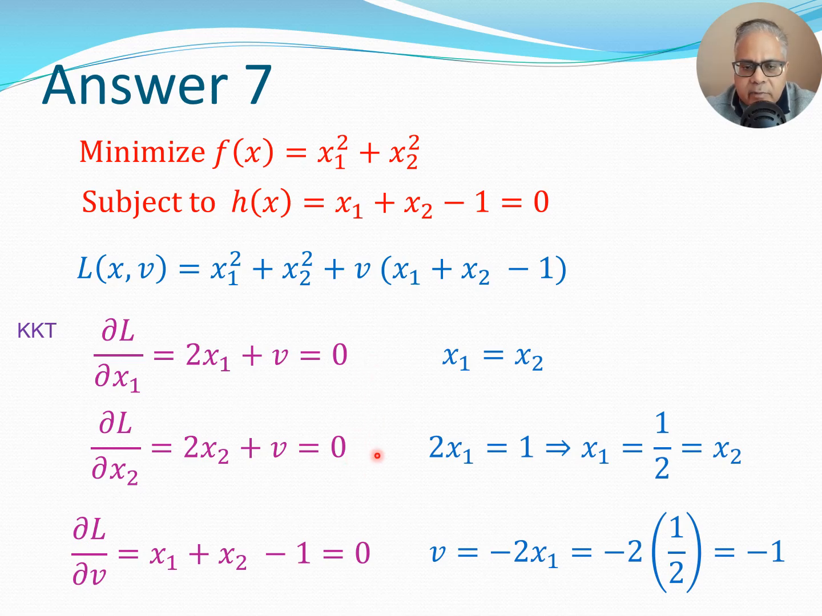For example, if I subtract these two equations, I will immediately get x1 equal to x2. Then I can substitute this x1 equal to x2 in the third equation. That's going to give me 2x1 equal to 1, or x1 is half, which is again equal to x2 because of this condition here. And then I can also calculate the value of v. v is going to be minus 2x1, which gives me minus 2 into half, or minus 1.